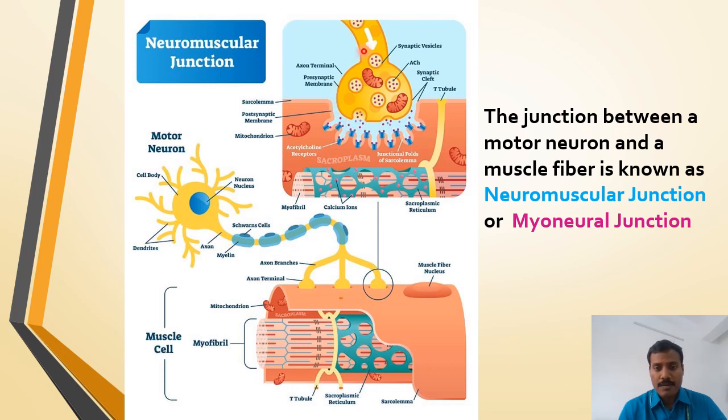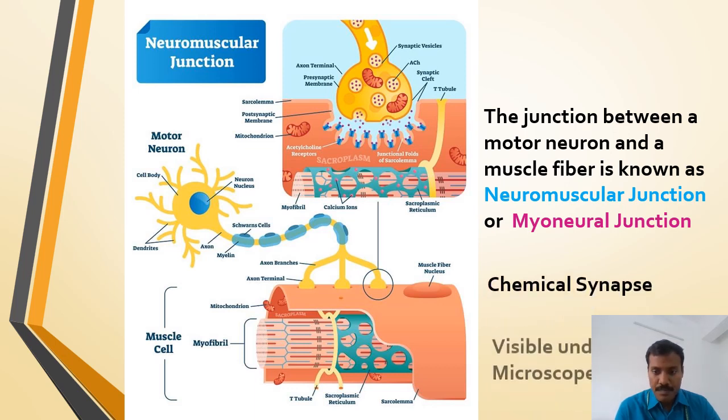The action potential arrives from the axon and ends in the axon terminal, and it leads to the release of neurotransmitters into the synapse. This is the space between the axon terminal and the postsynaptic membrane. It's called the synaptic cleft, where the neurotransmitters are released. So it is a type of chemical synapse. It is visible under the microscope.